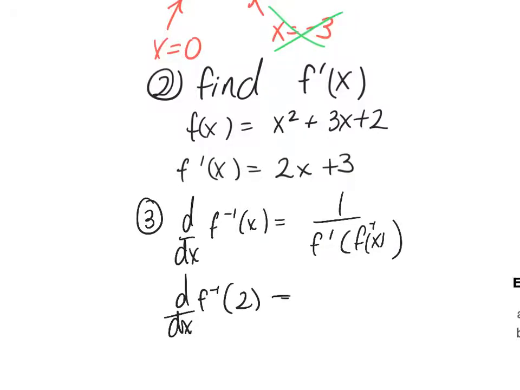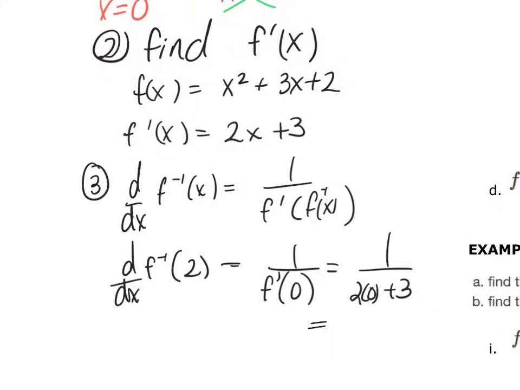So this is going to be equal to 1 over the derivative of what I put into it to get 2. So in other words, I put in 0, so I'm going to evaluate my derivative at 0. So this is going to be equal to 1 over 2 times 0 plus 3. So what is my derivative? 1 over 3. And that's it.